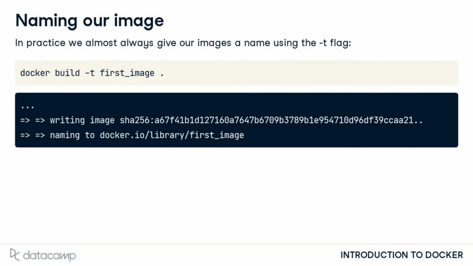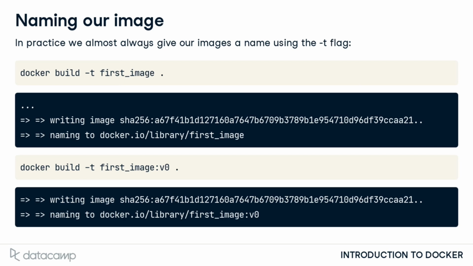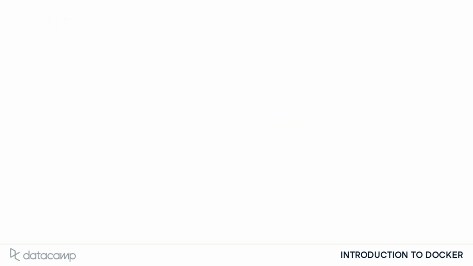If we want to give our image a more recognizable name, we can use the -t for tag flag, followed by the name we want to give our image. If we also want to give a version to our image, we can add a colon and the version after the image name. In both cases, we end the docker build command with a dot, indicating our Dockerfile is in the current working directory. Once Docker has successfully built our image from our Dockerfile, we can run and use our image just like the images we downloaded from Docker Hub.